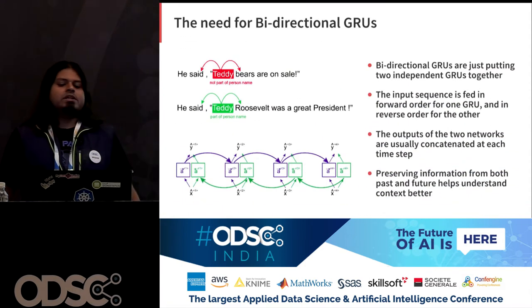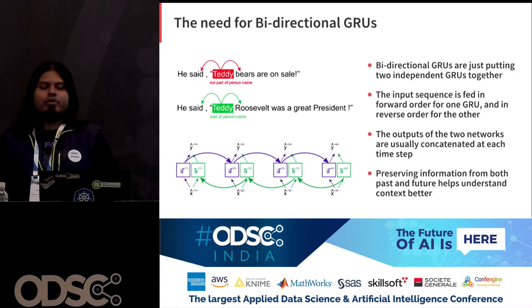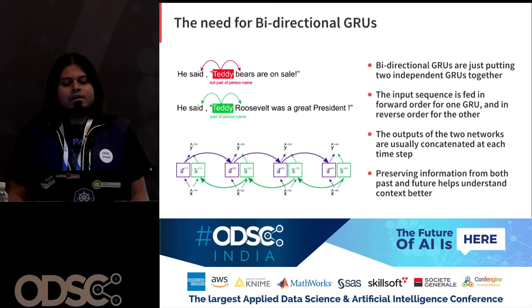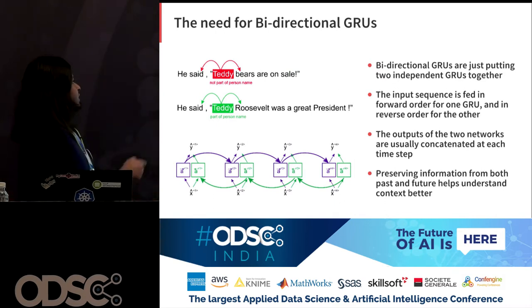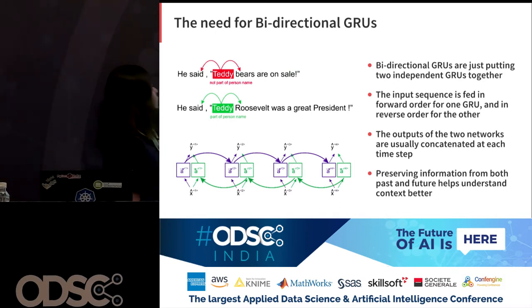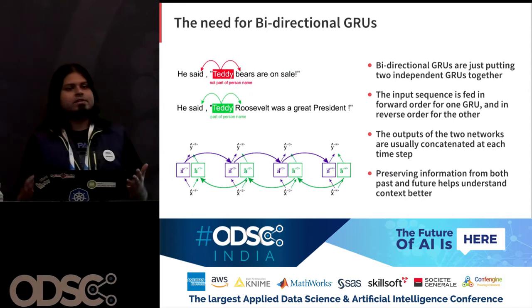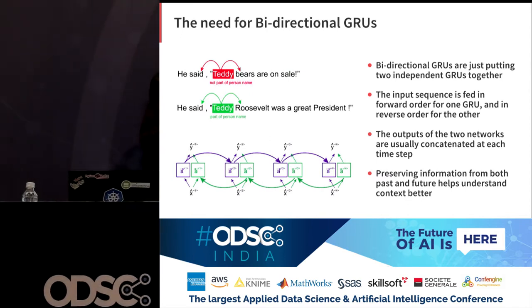So what's the need for bidirectional GRUs? We could have used just GRUs. The reason is to get better context. If you see these two sentences, if you go for the first three words, here it means beers, but here it actually means that it's the president. So what if we go from front to back and also back to front?